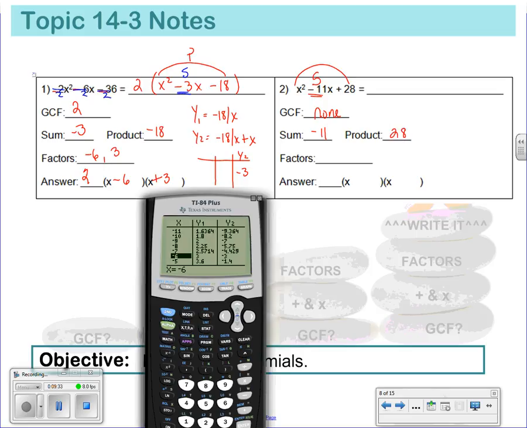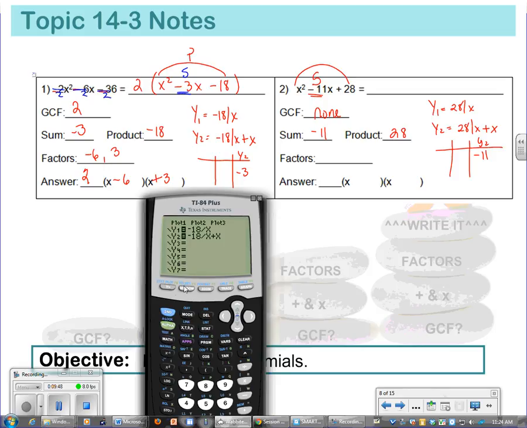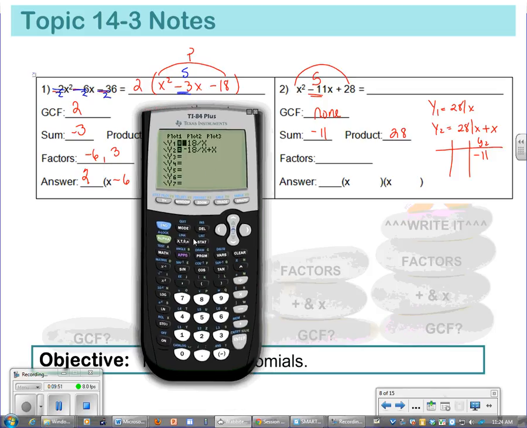We are going to find the factors by y1. We'll put in 28 divided by x for y1, and for y2, 28 divided by x plus x. And in our y2 column, we are looking for negative 11. So y1, I now want to replace that with a 28. y2, I will replace my negative 18 with a 28.